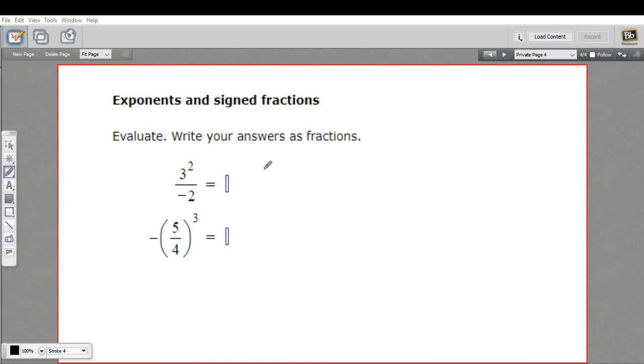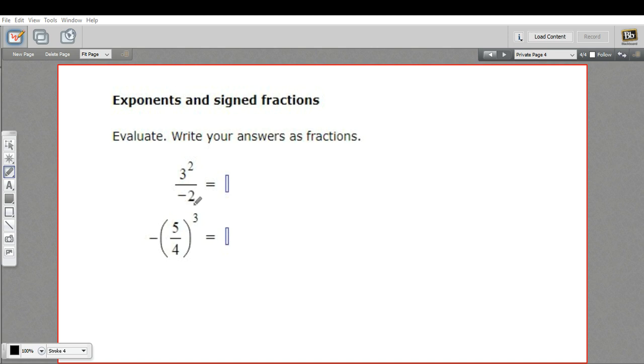In this problem, we've got a lot of stuff going on. We've got fractions, we've got exponents, we've got negative signs. So let's take all this a step at a time and see if we can figure out what's going on here. Here we have the fraction 3 squared over a negative 2.